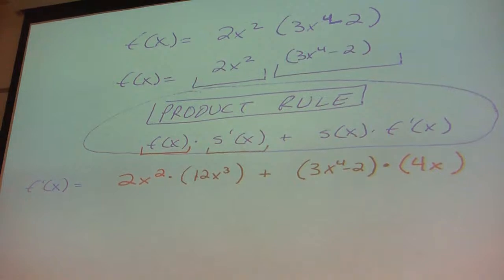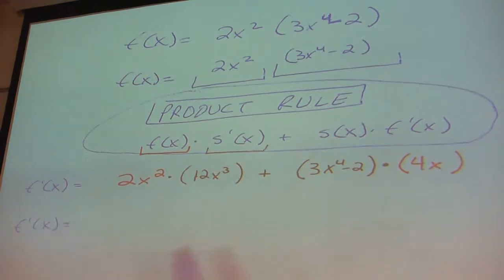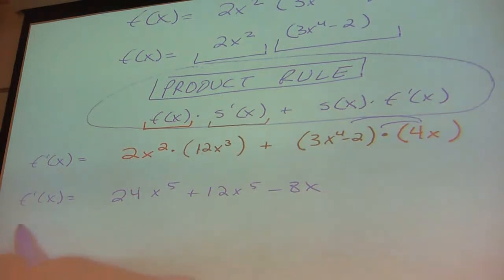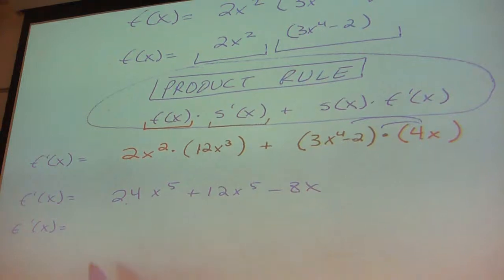Any questions on how I did that? Now you already know, am I going to leave that as my answer? What's the next step? Simplify. 2 times 12 is 24. X squared times x to the third is x to the fifth. I can distribute that and say plus 12 x to the 5 minus 8x. Anything else I can do to clean it up? 24 x to the fifth plus 12 x to the fifth is 36 x to the fifth minus 8x.